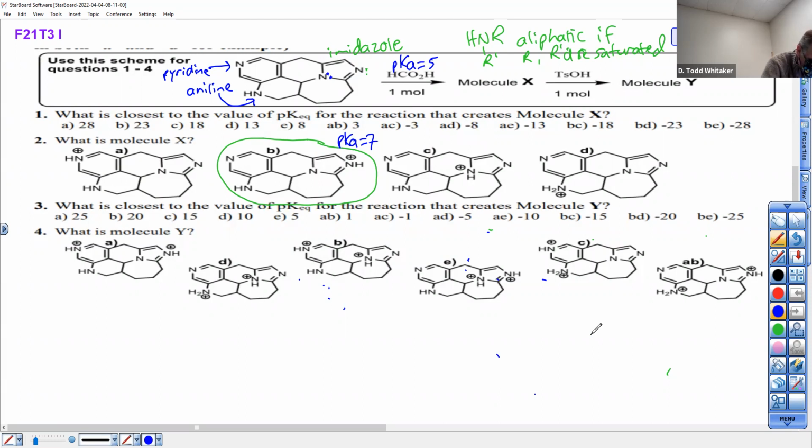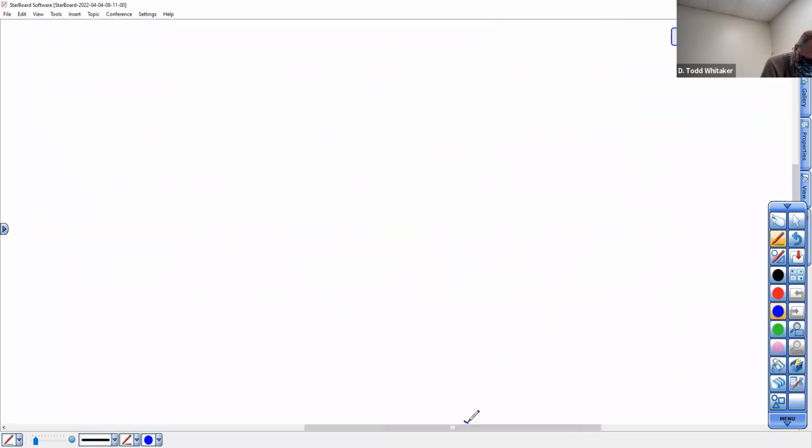Not writing very well there, except my... Oh, this screen loves my sweater. Leaving lots of nice marks. pKeq equals 5 minus 7 equals negative 2. Closest answer, negative 3. Well, I told you.